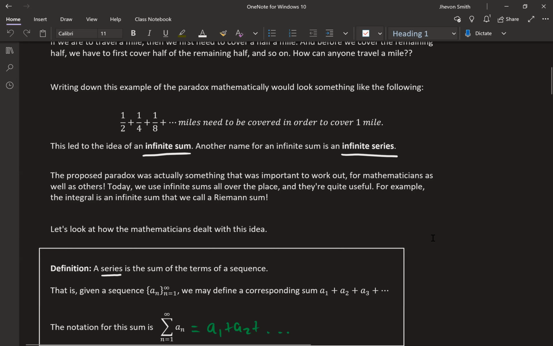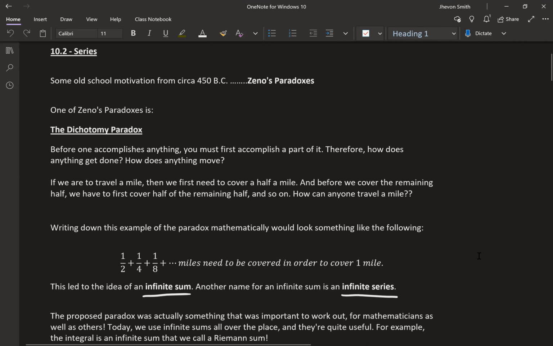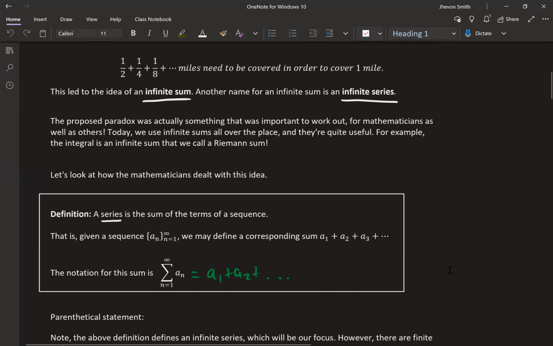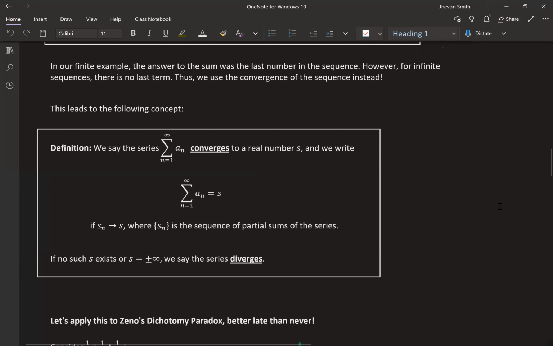It turns out that every now and then you can add up an infinite number of things and you actually get a meaningful answer, as we did with figuring out the dichotomy paradox. We added an infinite number of things and we ended up with one as the answer. Whenever a series adds up to something meaningful like this, like it adds up to a real number in the specific way that we defined, we say that the series converges.